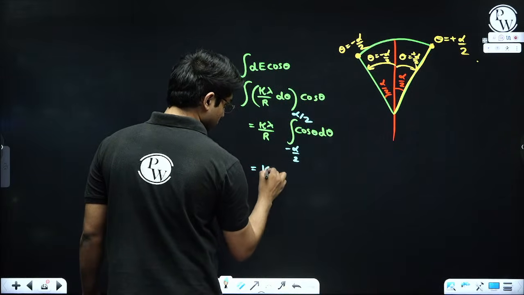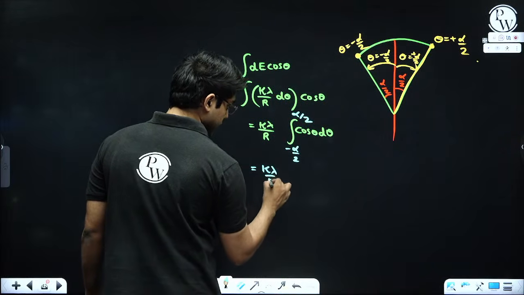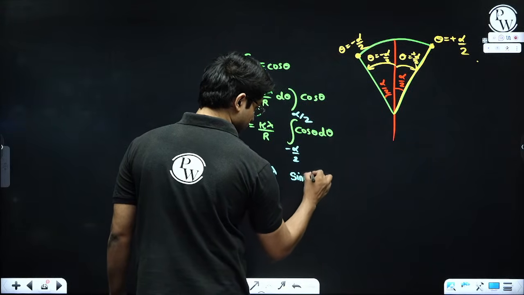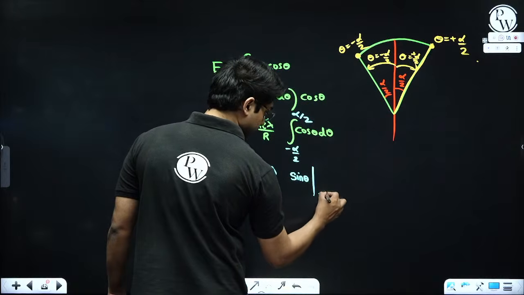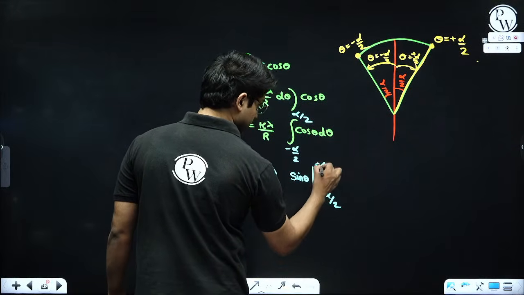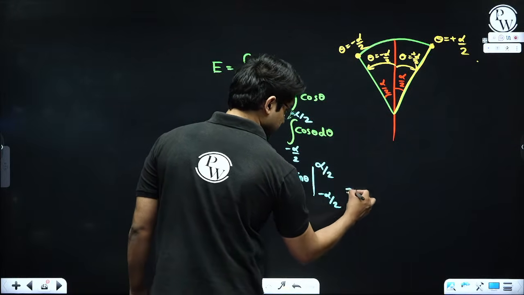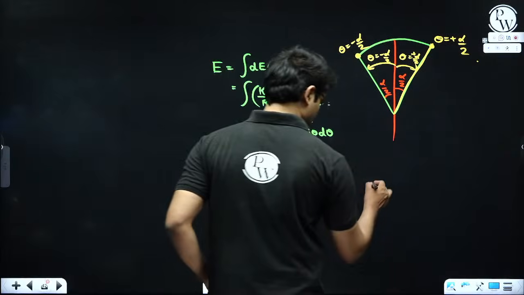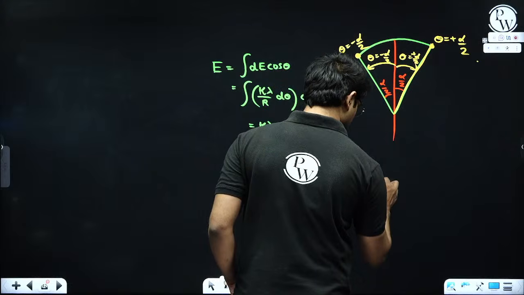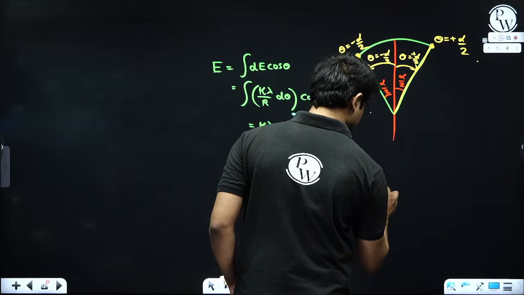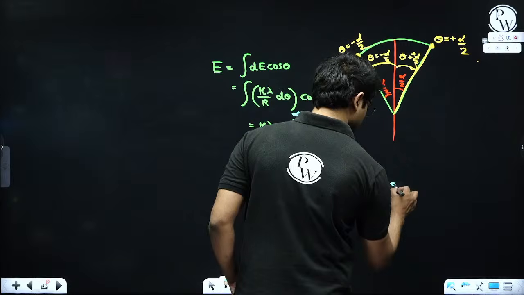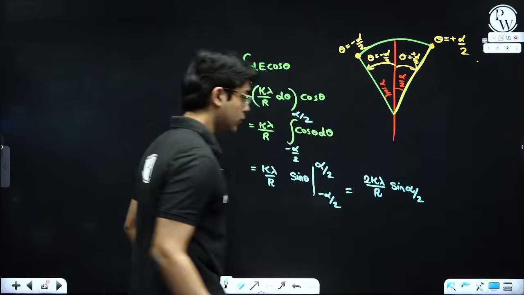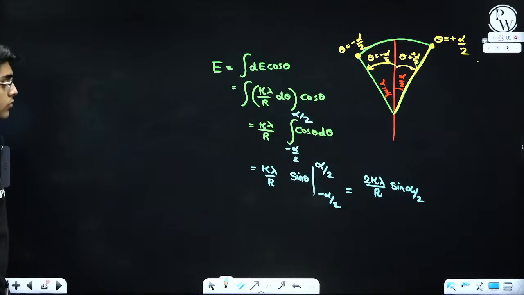So this turns out to be, what is the integration of cos theta? It will be sin theta. Limits are from minus alpha by 2 to plus alpha by 2. So I guess this will be 2k lambda by r sin alpha by 2. Okay, the formula is more important. 2k lambda by r sin alpha by 2.